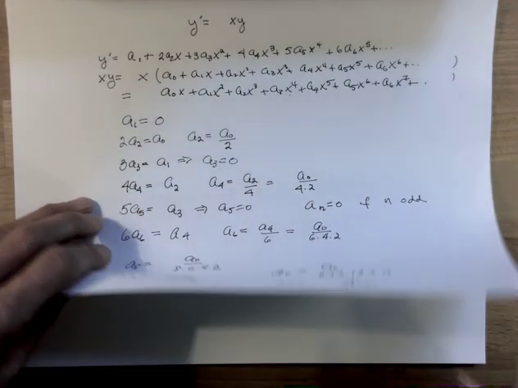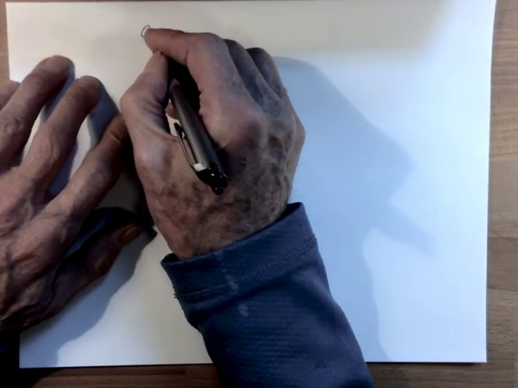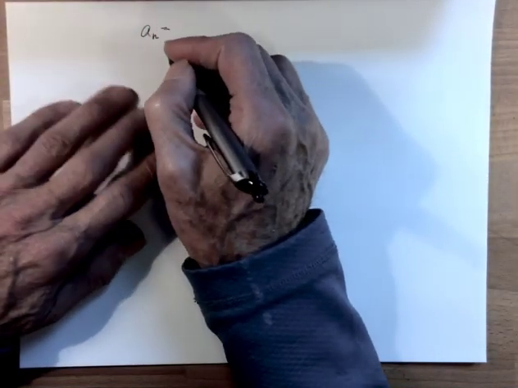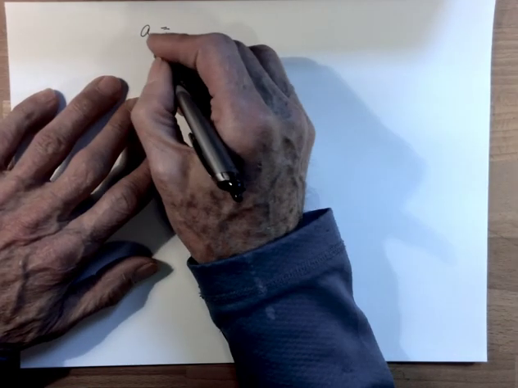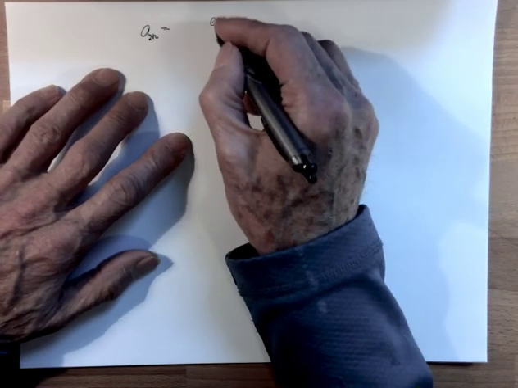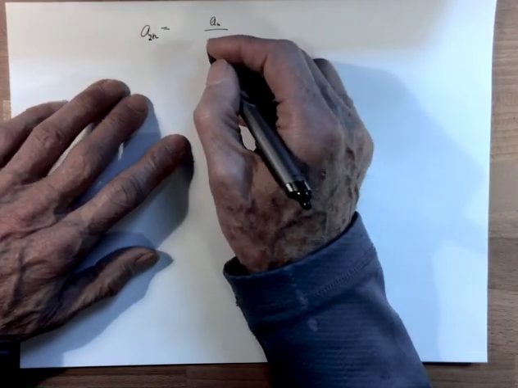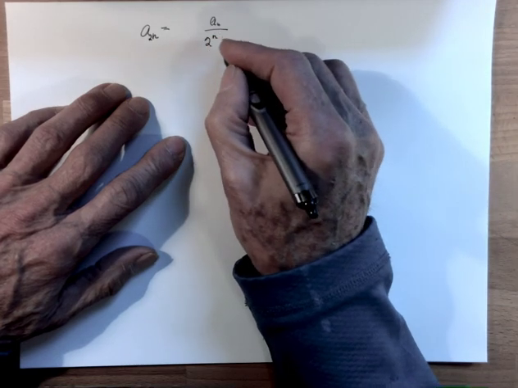Okay, what's the general pattern? The general pattern is a sub n, where n is even, make it 2n. That way we know it's even, is a sub 0 over 2 to the n times n factorial.